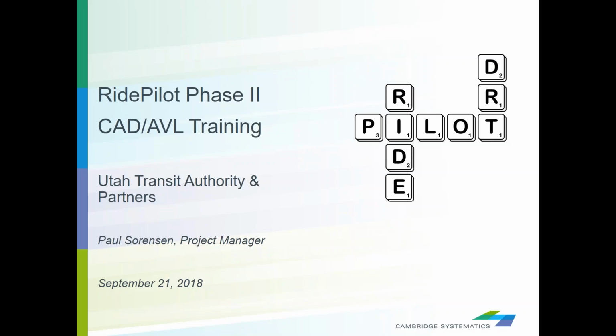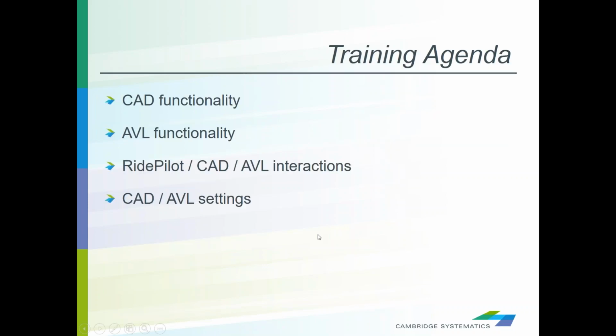Okay, so let's talk just a little bit about what we're going to cover during the training today. We'll first talk about CAD functionality. That stands for Computer Aided Dispatch, and that is the functionality that you will be able to see on the dispatcher side, where you can look at the runs for the day, see where the vehicles are, what stops they have upcoming, and so forth.